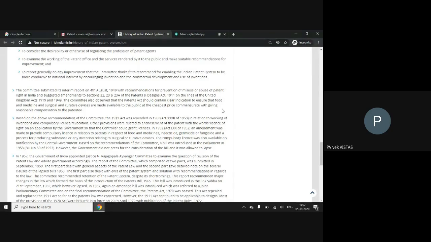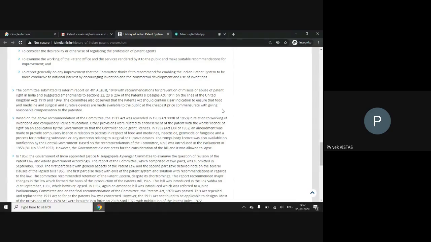They have framed it. So based on the above recommendation of the committee, the 1911 Act was amended in 1950 in relation to working of inventions and compulsory license or the revocation. Other provisions were related to the endorsement of the patent with the words license of right on an application by the government, so that the controller could grant licenses to any authorities, any organization who applies for the patent.